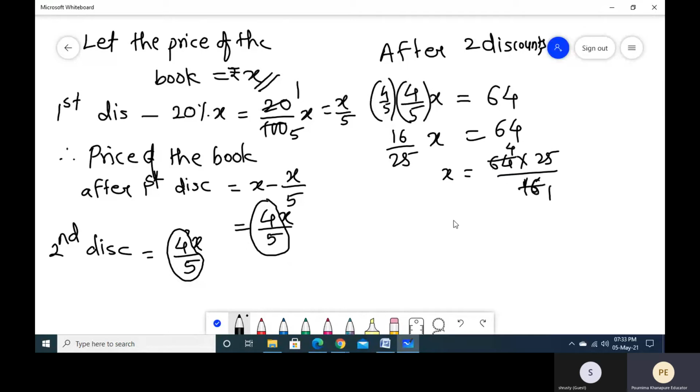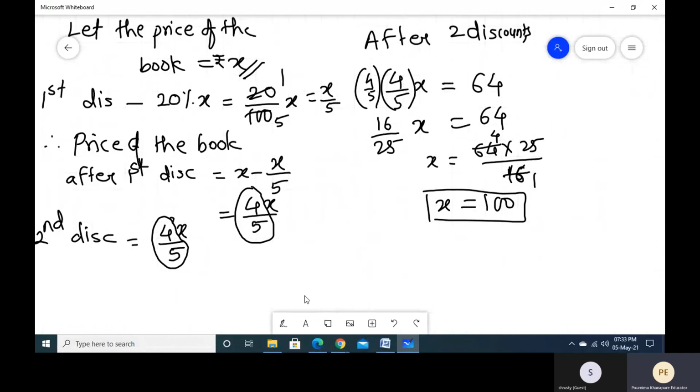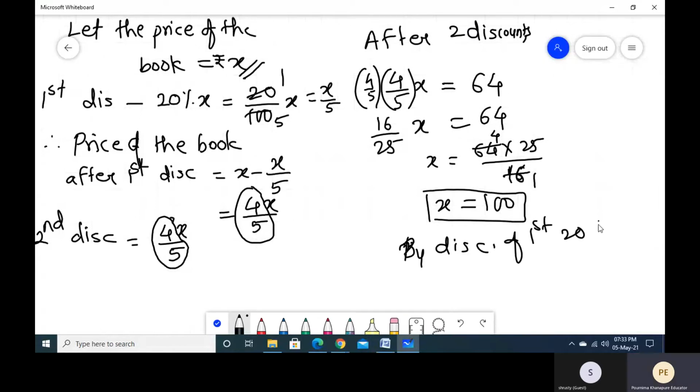16 ones are 16, 16 fours are 64. So X is equal to 100. The original price is 100. Then if only one discount is given, that is 20% less. So by a discount of the first 20%, the price would be 100 minus 20, right? That is 80 rupees. But she has paid 64. So how much extra does she need to pay? 16 rupees extra. If she had taken only the first discount, then she would need to pay 16 rupees extra. Okay.